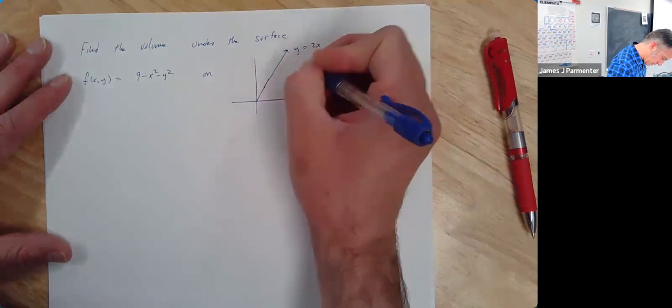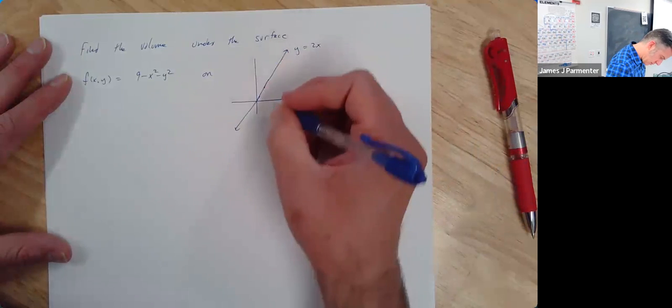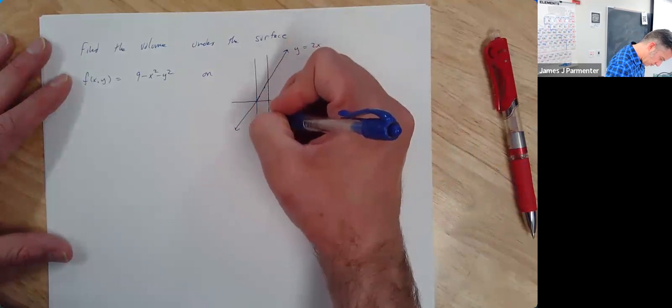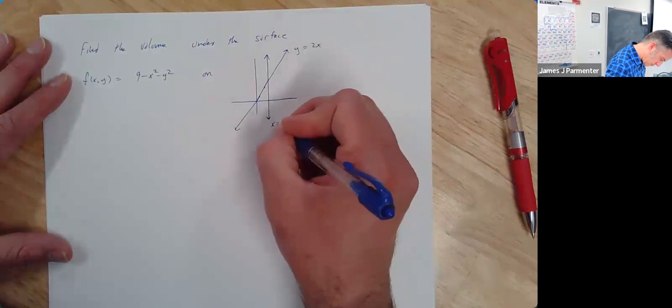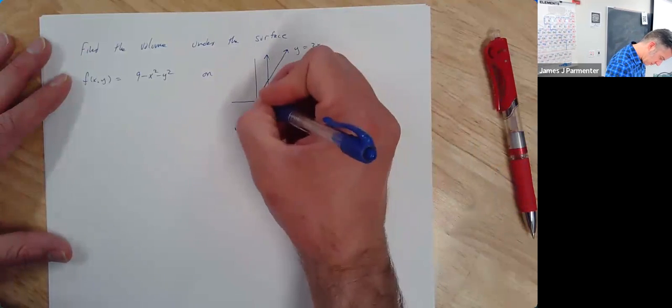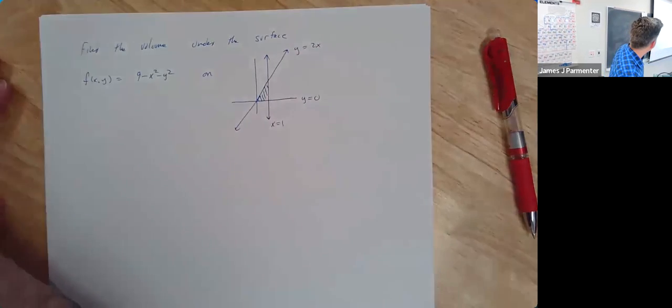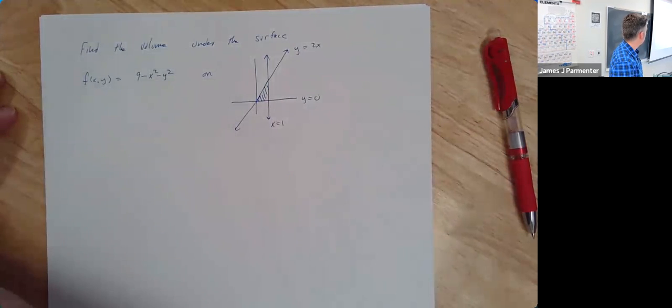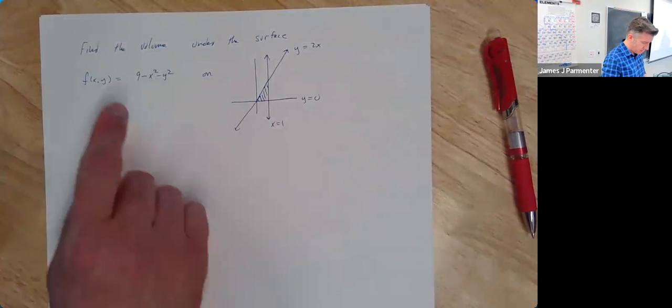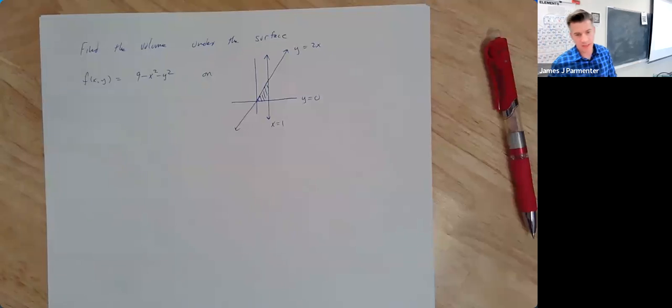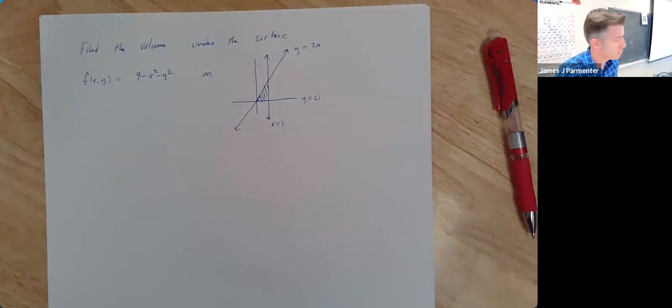Y equals 2x. X equals 1. Y equals 2. So the idea is that we're taking this surface. In fact, maybe I can actually show you. Let's take a look. We'll see.